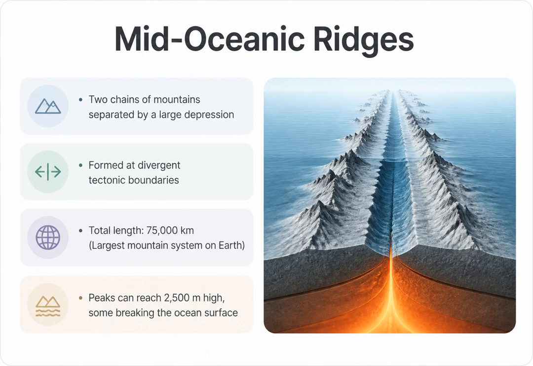In stark contrast to trenches, we have mid-oceanic ridges. These form at divergent boundaries where tectonic plates are pulling apart and magma is rising to create new seafloor. A mid-oceanic ridge actually consists of 2 parallel mountain chains separated by a massive central rift valley. Stretching for an incredible 75,000 kilometers across the globe, this continuous underwater network is by far the largest mountain system on Earth. Some of these underwater peaks rise 2,500 meters from the seafloor, and a few are so tall they break the surface to form islands.